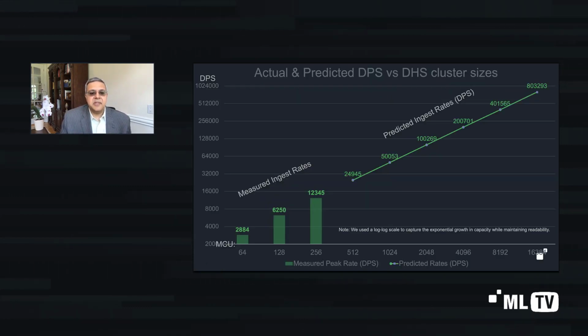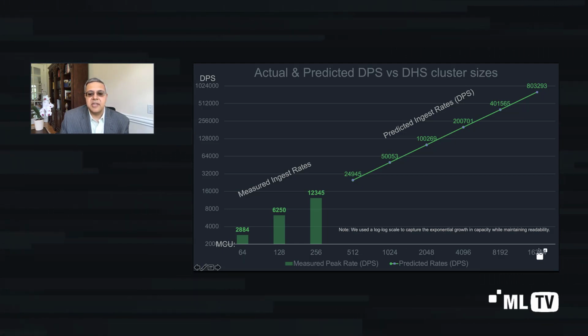And here are the results. MCU is the MarkLogic consumption units, and we tested against 64, 128, and 256. You can see that this is a factor of 2 scaling. We also did a factor of 2 scaling on the y-axis where the rates are measured.